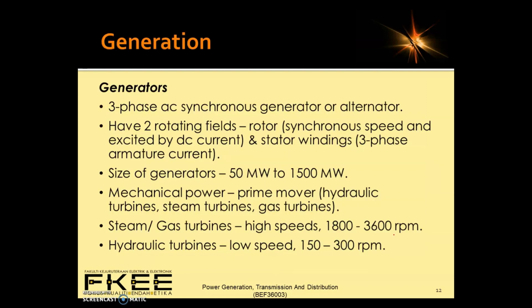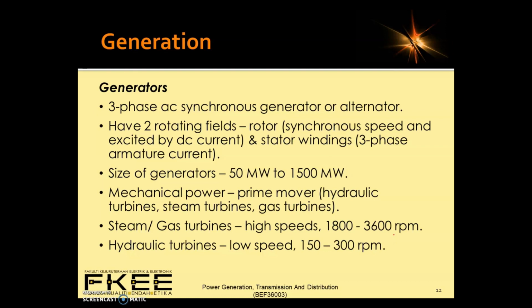Okay, first we go to the generation system. When we talk about the generation, it's compulsory to have generators, which are the three-phase AC synchronous generator, or we call the alternator. The synchronous generator or alternator is an electrical machine that converts the mechanical power from a prime mover into an AC electrical power at a particular voltage and frequency. The synchronous motor always runs at a constant speed called synchronous speed.